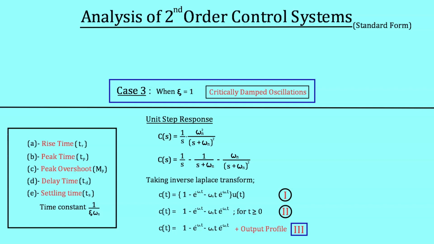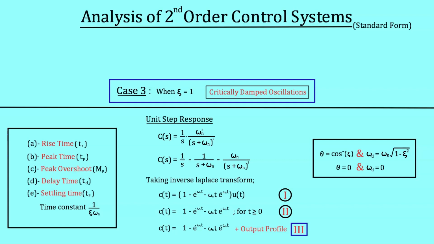But in subjective exams where you are supposed to write the whole solution, I recommend you write your equations in the second form, because if you have to find the equation of peak time, it may be a little bit complicated to differentiate the first equation. So it will be much better if you write the equation of output using the second form. For teaching purposes only I am using the third form, but it is not a recommended way of writing solutions in exams. By putting the value of zeta equal to 1, we can find the value of theta as well as the damped frequency, which will both come out to be equal to 0.